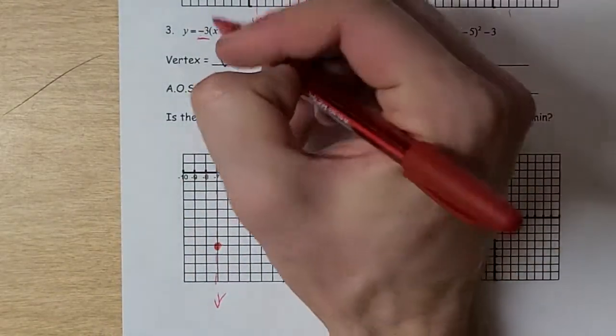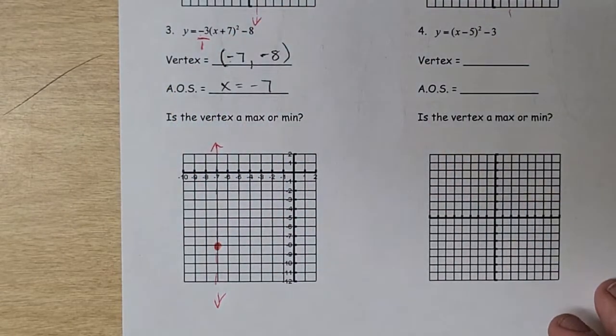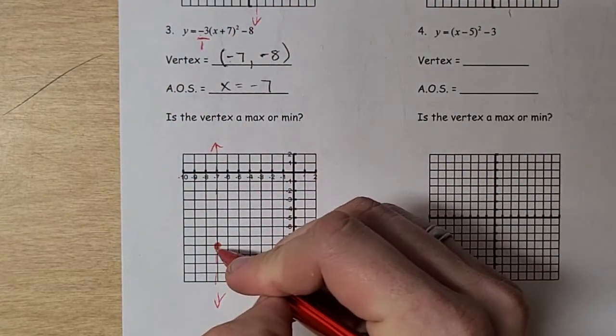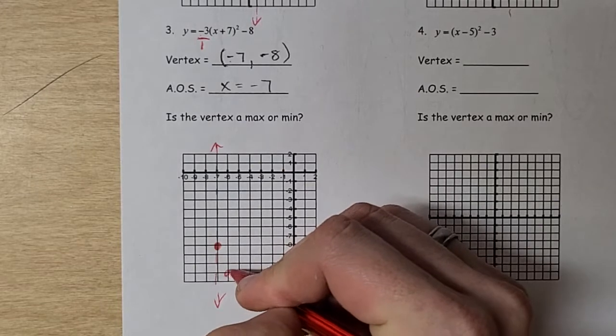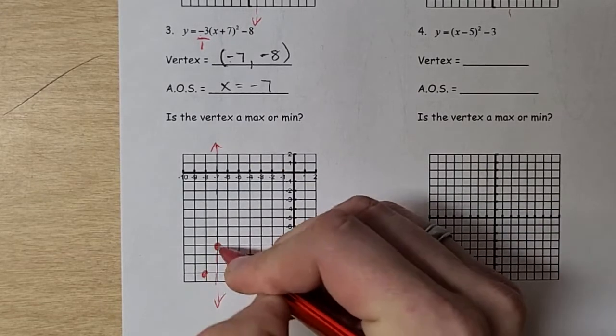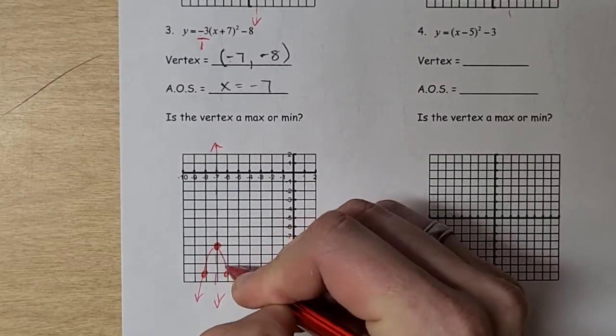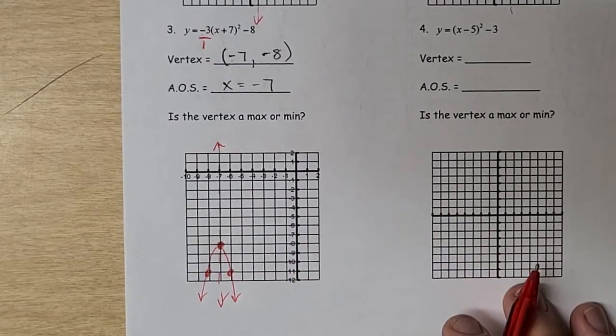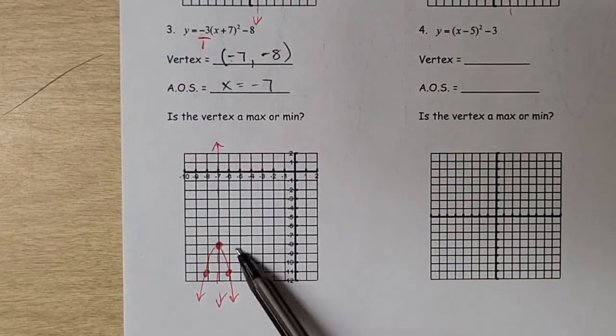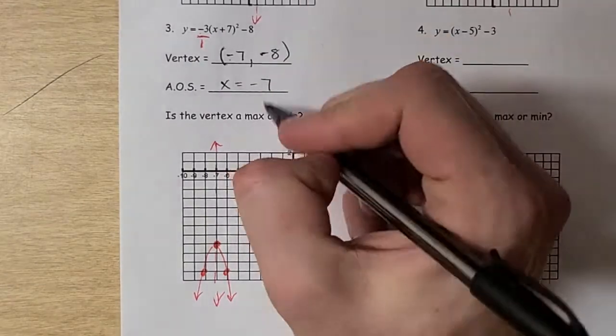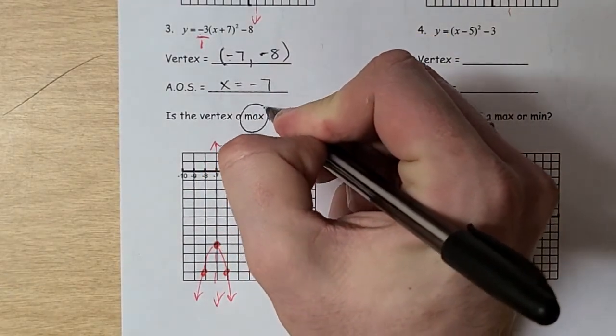Another way of thinking about it is negative 3 over 1 is the slope of the right-hand side. So I go down 3 to the right 1, and then I mirror image on the other side, and you can see that it's flipped down. This time, my vertex is at the top of my parabola, so I would call it max.